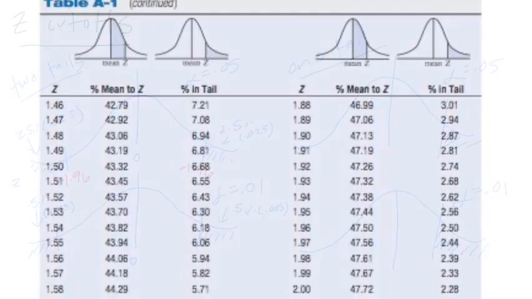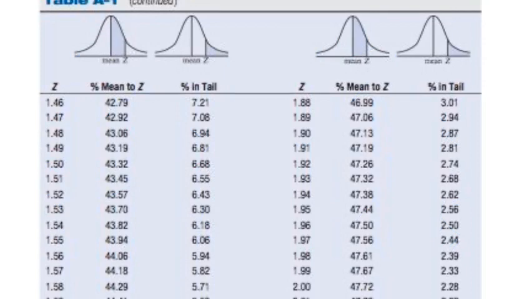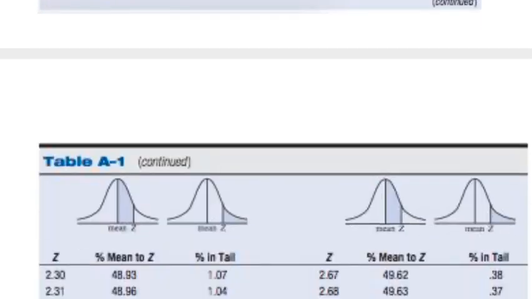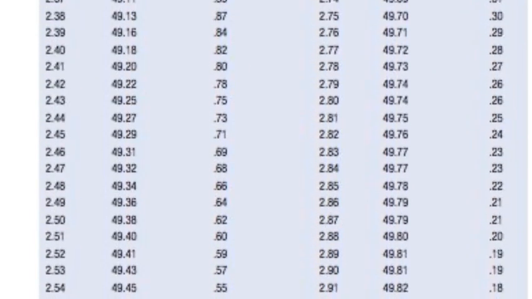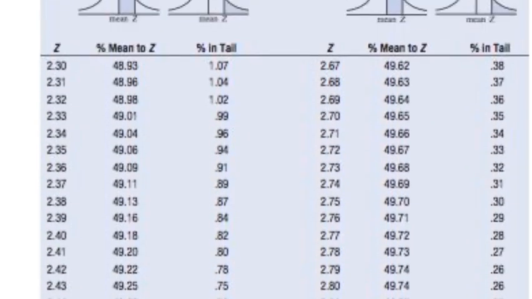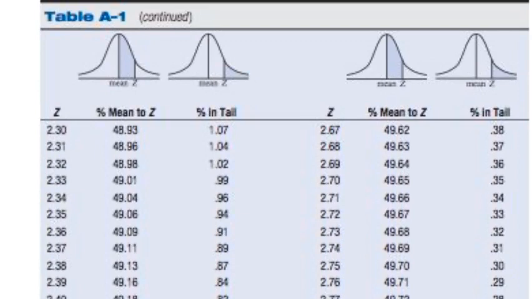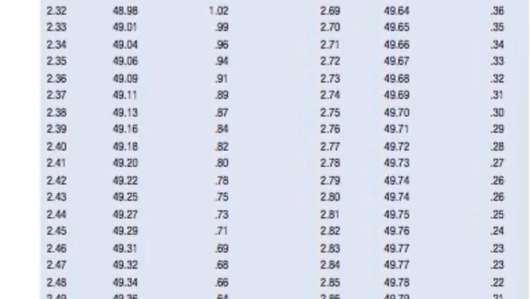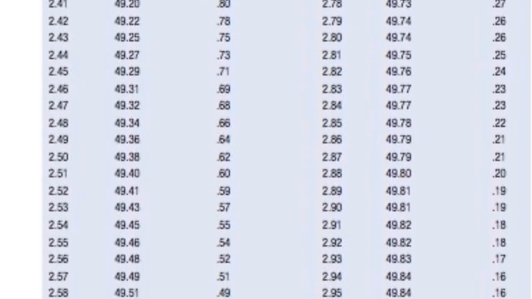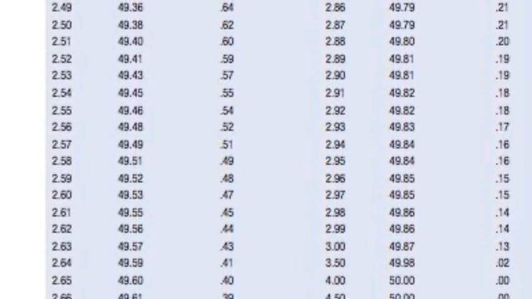So if we hop back over to the z table, and we scroll to where the percentage and tail is just 0.5%. I'm looking in the percentage and tail column, and we're going to look for where there's just 0.5% in the tail. So tragically here, let's see what we got here.